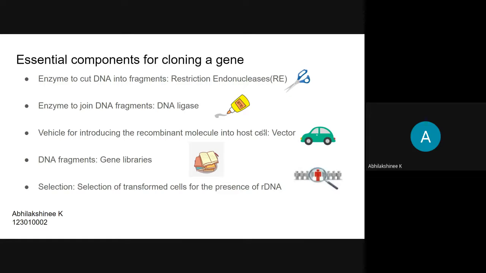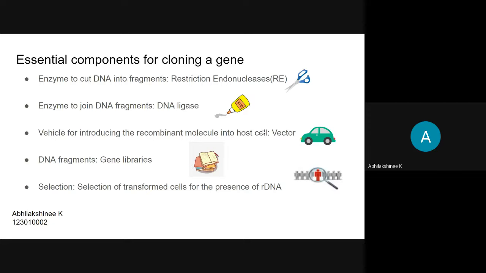I'm going to talk about the essential components for cloning a gene. The first one is restriction enzyme or restriction endonuclease. It is a DNA cutting enzyme that cleaves DNA at specific sites along the molecule. These enzymes recognize one or a few target sequences and cut the DNA at or near those particular sequences. These restriction enzymes can be isolated from bacterial cells, and then they can be used to manipulate fragments of DNA that contain the genes. For this reason, they are very essential in recombinant DNA technology.